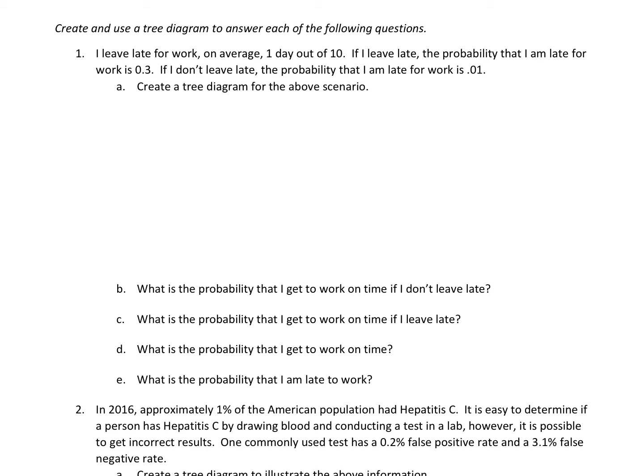So there's two possibilities for the first set of branches. Either I leave late for work or I don't. So, leave late or leave on time. So those are the two options. It says I leave late 1 out of 10 days. So you can put that as a fraction, 1 out of 10 days, or you can put it as a decimal, 0.1.